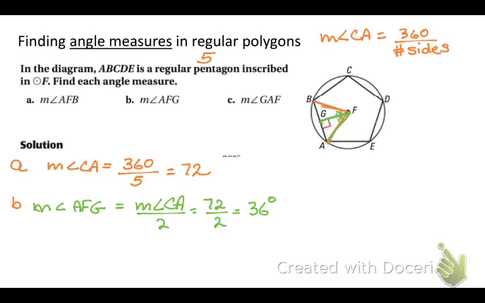And you're going to be doing that a lot. So don't forget that this height here bisects both the base, the side of the pentagon or the figure, and it also bisects the central angle. So both sides of the angle are equal, both sides of the side of the pentagon are equal. Very important to remember that.